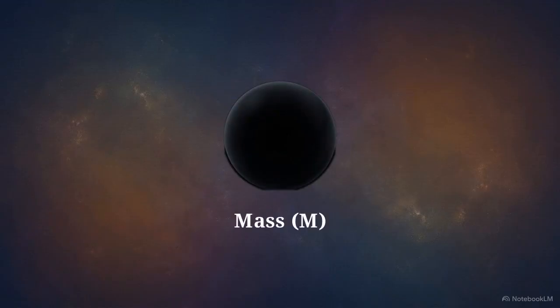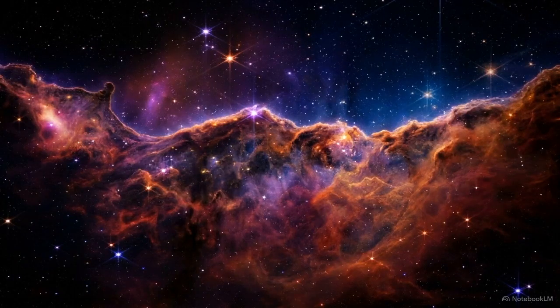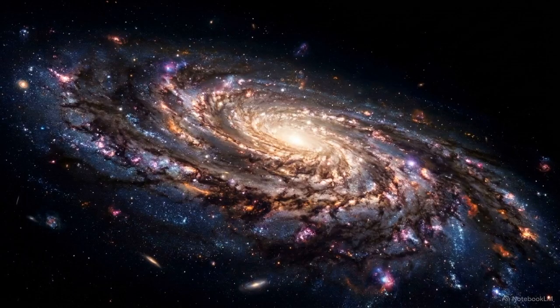To make the calculation possible, he assumed the system was static, meaning the black hole had no electric charge and did not rotate. But the real universe is dynamic. Stars spin, and matter within them carries charge, which meant Schwarzschild's description could not account for most celestial bodies.